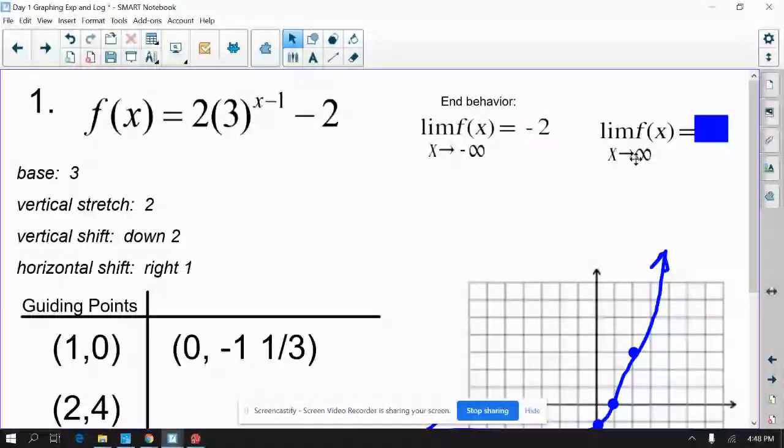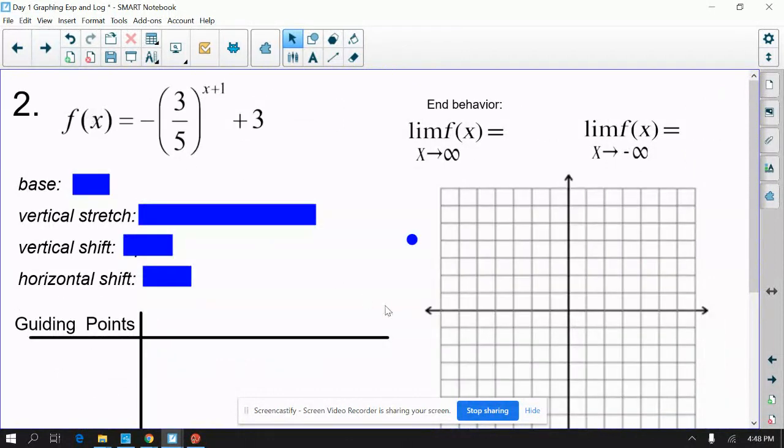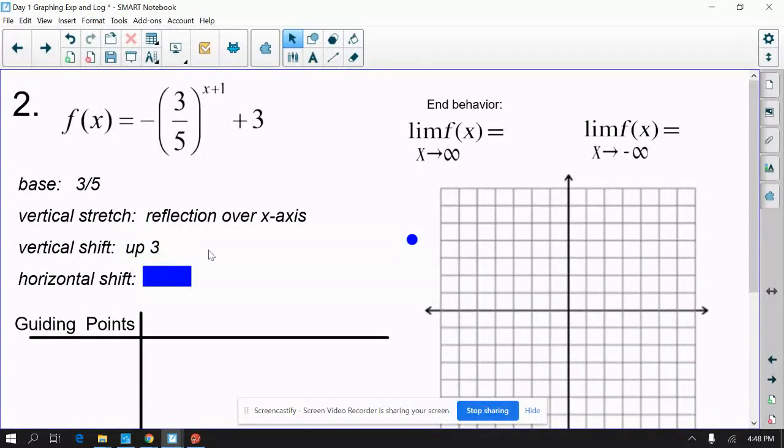When x is getting really big, so in other words, to the right, the y values are also getting big. Here, the base. So please pause the video, try to answer all these by yourself, and then play it again. The base here is 3/5. There was no vertical stretch, but there was a reflection over the x-axis when you multiply by that -1. Vertical shift, yeah, it shifted up 3. Horizontal shift, yes, it went to the left 1.